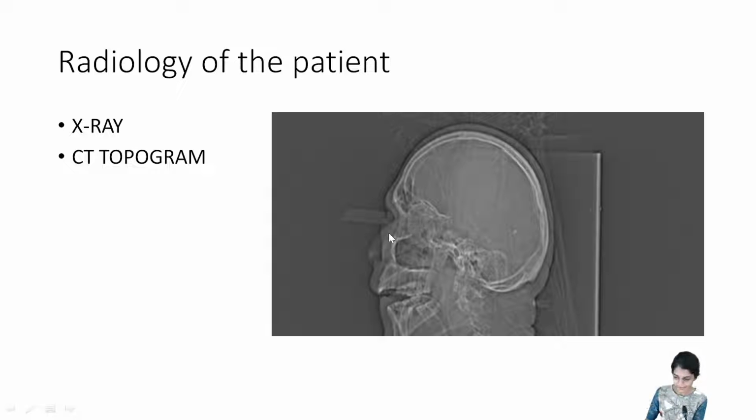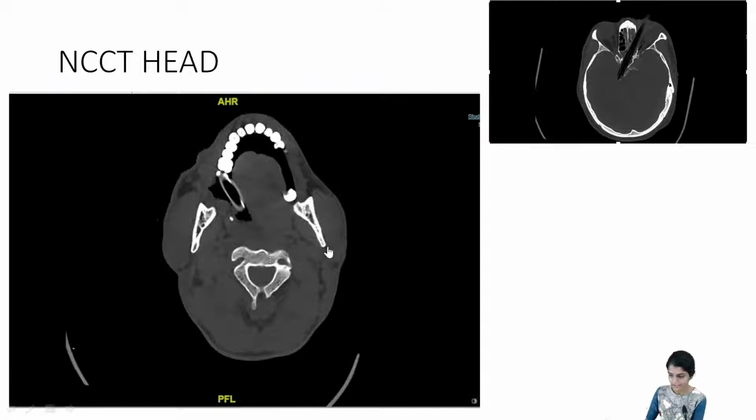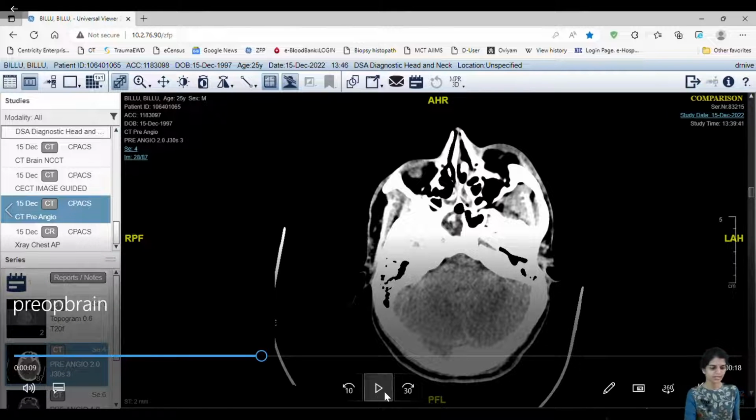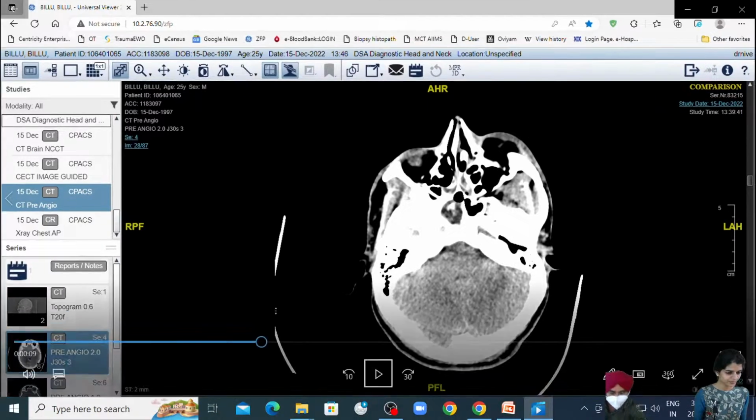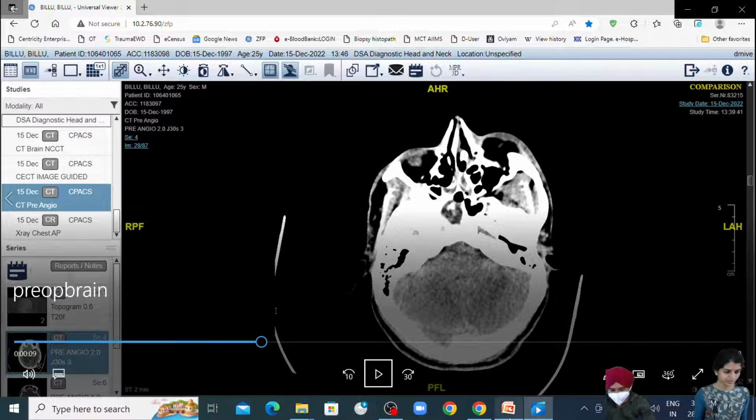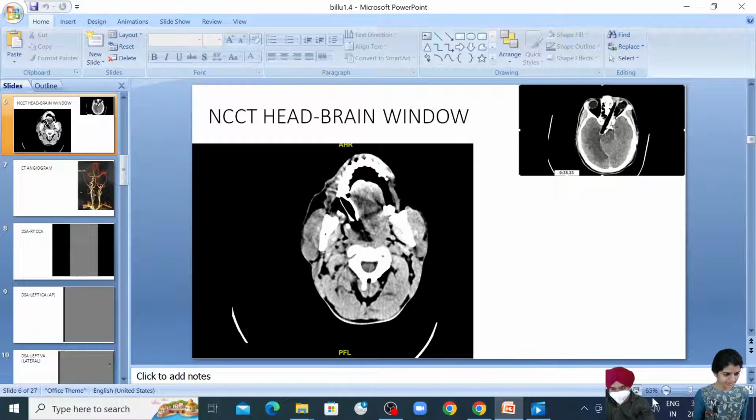This is a scout image of the CT. Here we are seeing that there is a foreign body. This is the NCCT brain. Here we are seeing this was a wooden object, a hypodense object, that is piercing through the left eye, and it is coming up to the prepontine cistern.